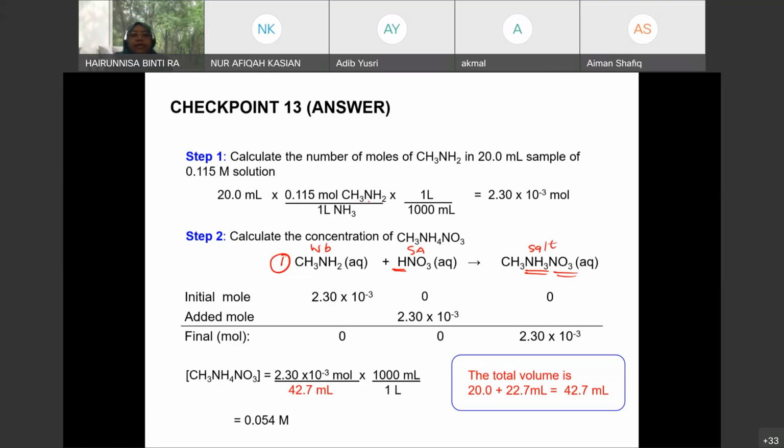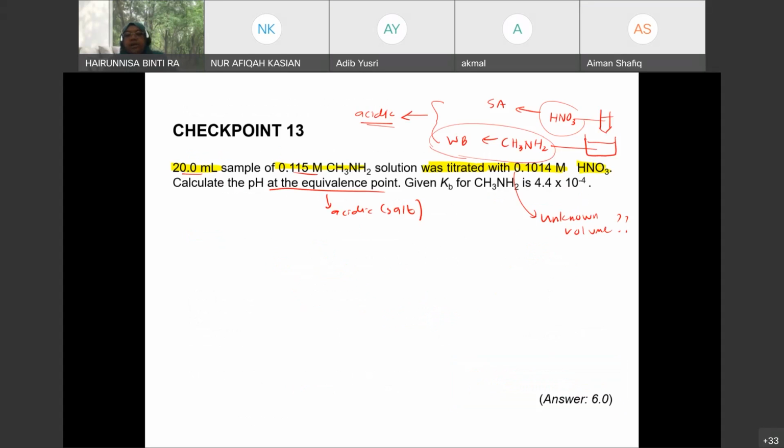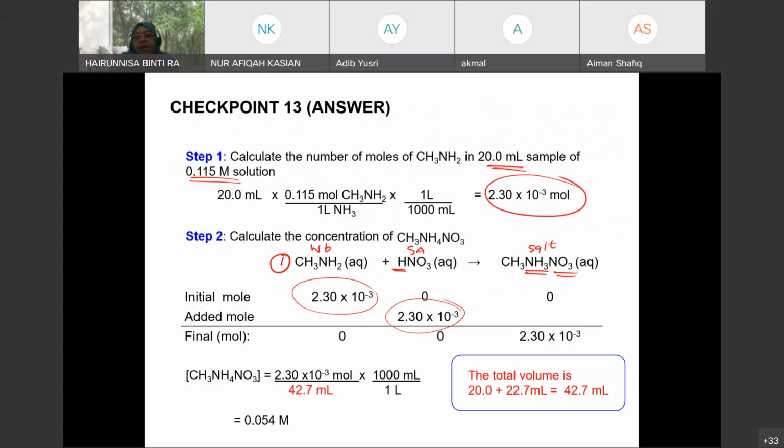So, mol yang kita cari kat sini because you ada information yang cukup adalah dekat amin kan. So, you carilah berapa mol dia. So, you dapatlah 2.3 times 10 power negative 3. So, because dia punya ratio is 1 to 1 ratio, maknanya added mol pun mol dia sama. Okay, walaupun dia bagi kat sini concentration dia 0.1014, maknanya volume dia bukan 20 ml lagi lah. Tapi mol dia sama eh. Okay, so mol of salt pun sama.